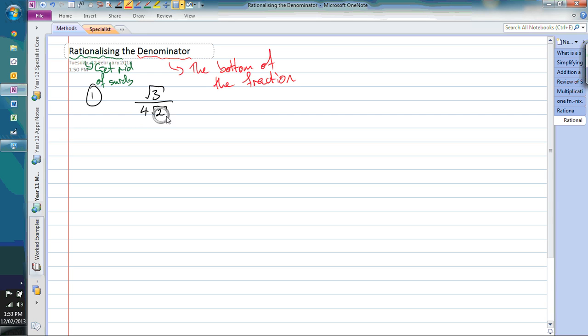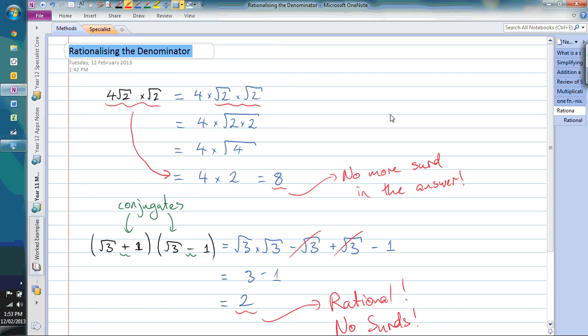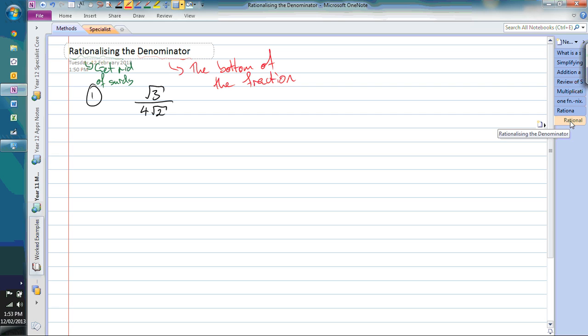Now, I've chosen this question deliberately because the bottom of this fraction is exactly like the example we had before. There was a 4 root 2, and we saw that when we multiplied by the square root of 2, our answer was a rational number. So when we look at this problem, we can think it'd be really nice if I was able to just put a square root of 2 on the bottom here, or multiply by the square root of 2. Because if I could do that, square root of 2 times square root of 2 would be 2, and I'd get that 8 on the bottom. I'd have a rationalised denominator.